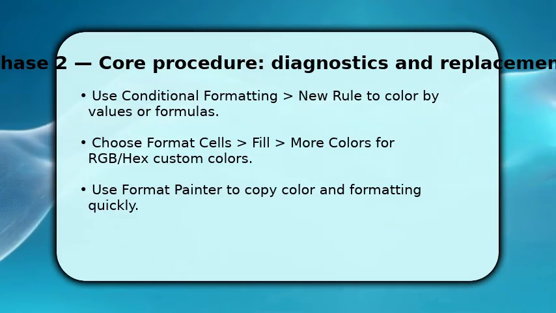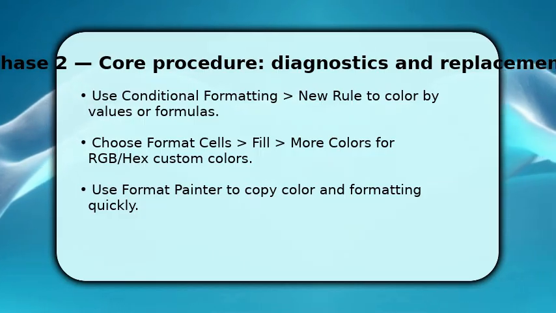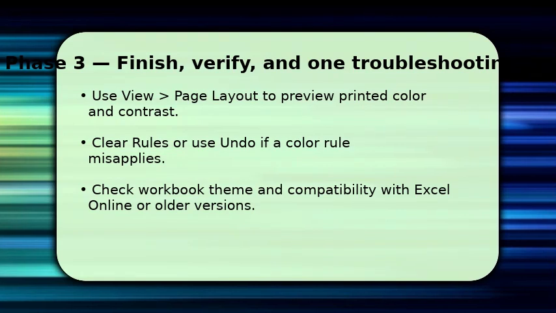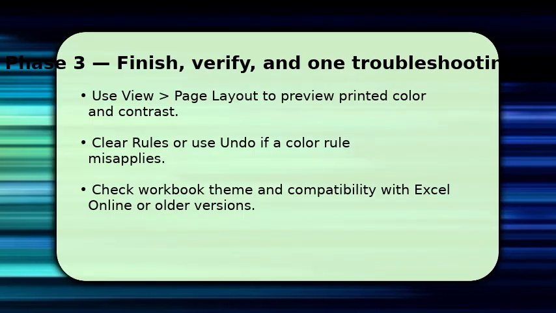Once done, test the rule by changing a sample cell value so you can confirm the logic and visual contrast before finalizing. You finish by reviewing colors in Page Layout or Print Preview to ensure accurate print and screen contrast. Once satisfied, save the workbook, and if needed, embed the color choices into a custom theme via Page Layout colors.